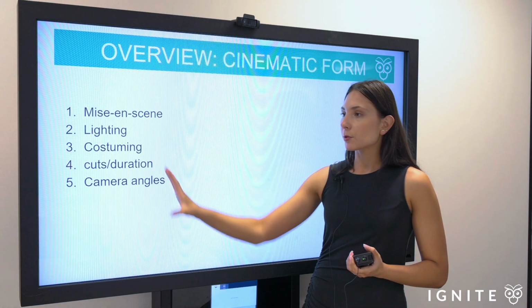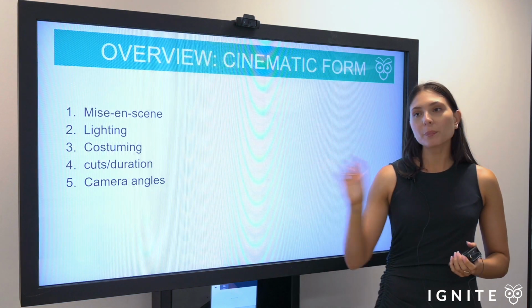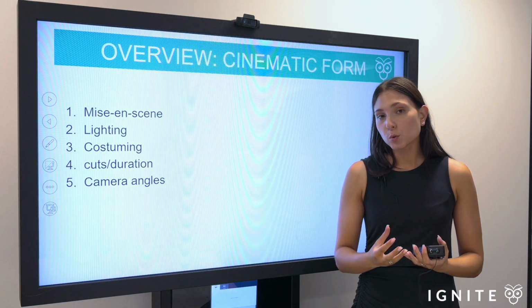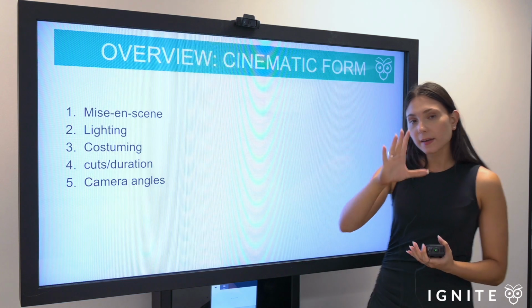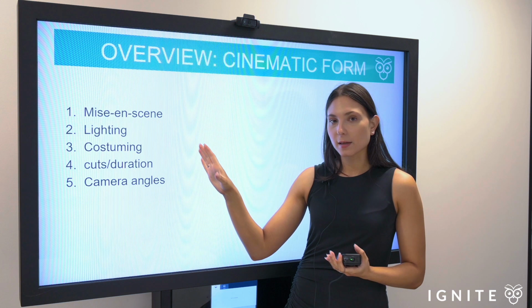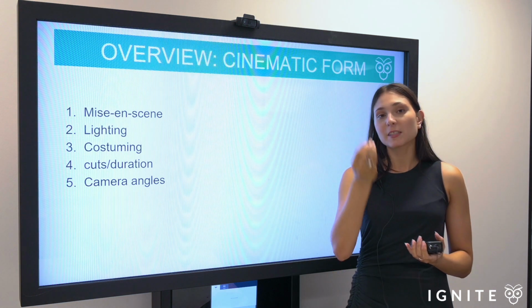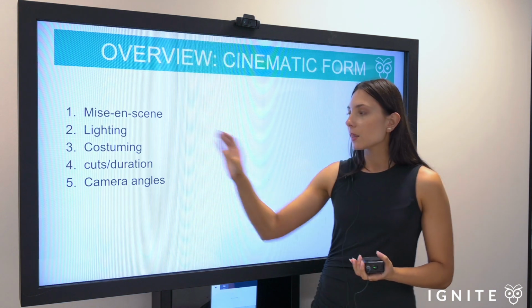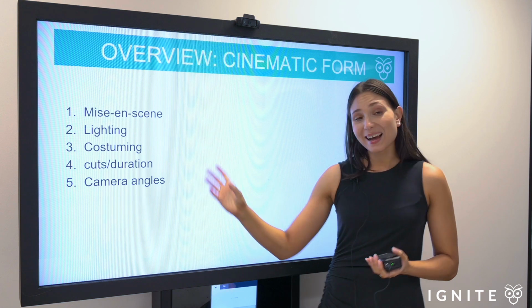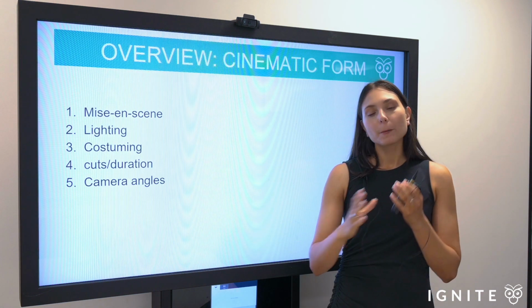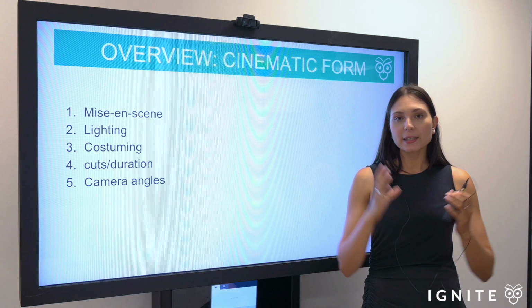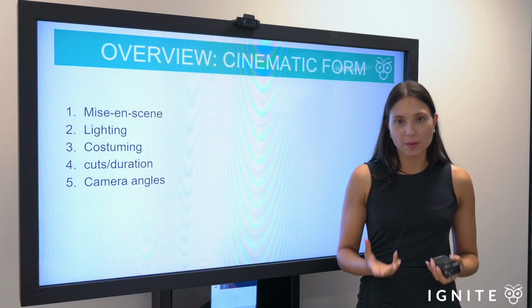Okay, so some general points to consider. If you do get a question on form, don't stress, because the likelihood that your essay already deals with form is quite high. Because if you're discussing things such as the mise en scène, the construction of everything, the placement of everything within the frame, lighting, costuming, the cuts, the duration of particular shots, and camera angles, all of these points actually contribute to the cinematic form within the text.